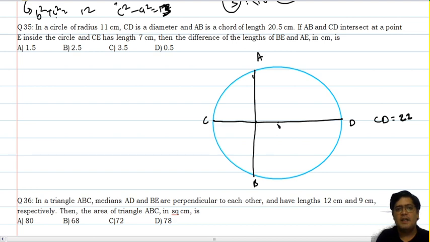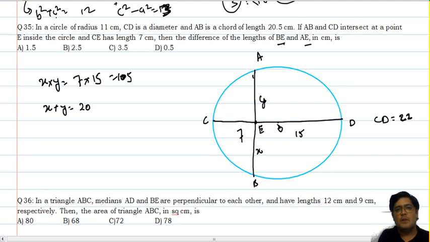It intersects at the point E inside the circle. Now CE is 7. If CE is 7, and CD is 22, this must be 15. What do we want? We want the difference between the lengths of BE and AE. I am calling BE as X and I am calling AE as Y. Now this property involves length of chords. The property is X into Y would be 7 into 15, which is 105. And I have got X plus Y as 20.5.